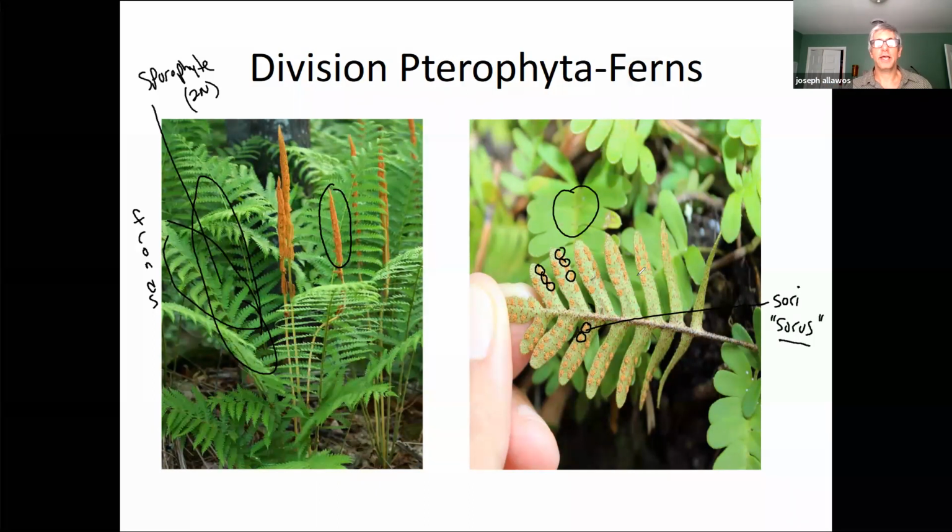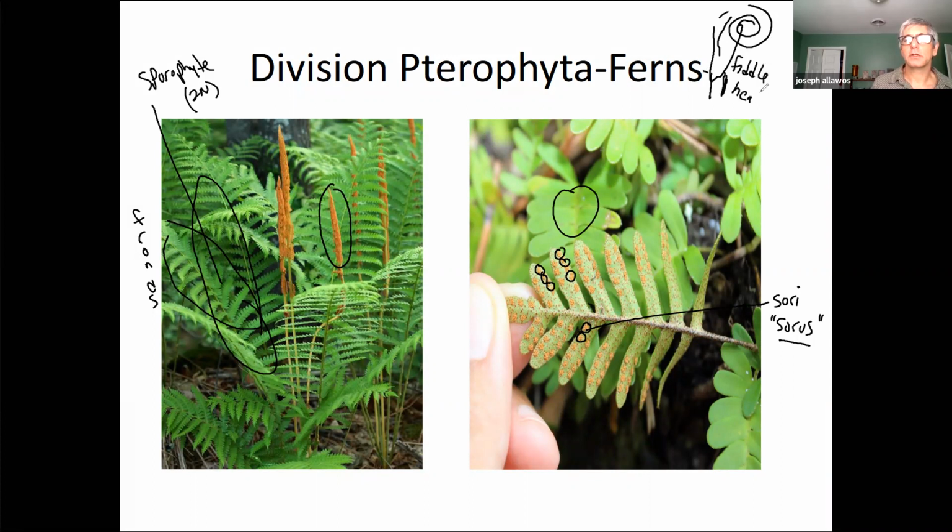The fern fiddlehead, the young leaf of a fern, they're always rolled up like this. Oh, that's a terrible drawing, sorry. You've probably seen them, and we can go online and look at some of these, but the rolled up leaves are called fiddleheads. And they're used as food.